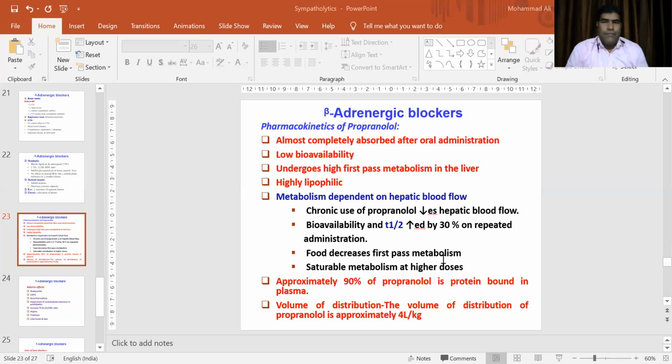Bioavailability and half-life increase by 30% on repeated administration of propranolol. Food decreases first-pass metabolism of propranolol. Cerebral metabolism at higher dose. Approximately 90% of propranolol is protein bound in plasma. The volume of distribution of propranolol is approximately 4 liters per kg.